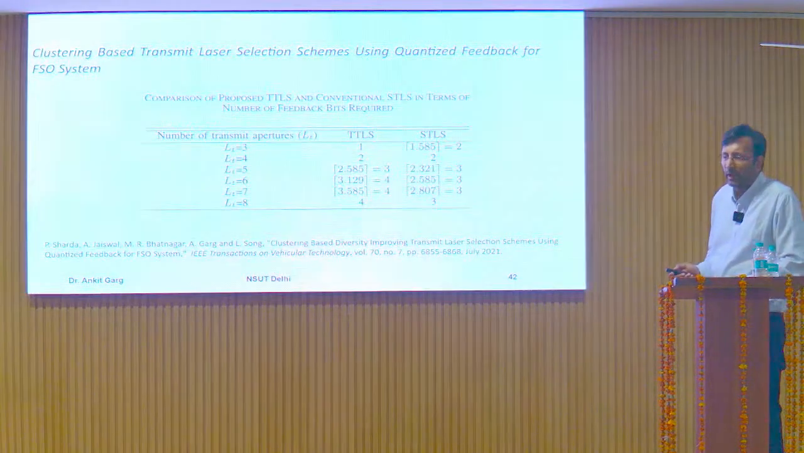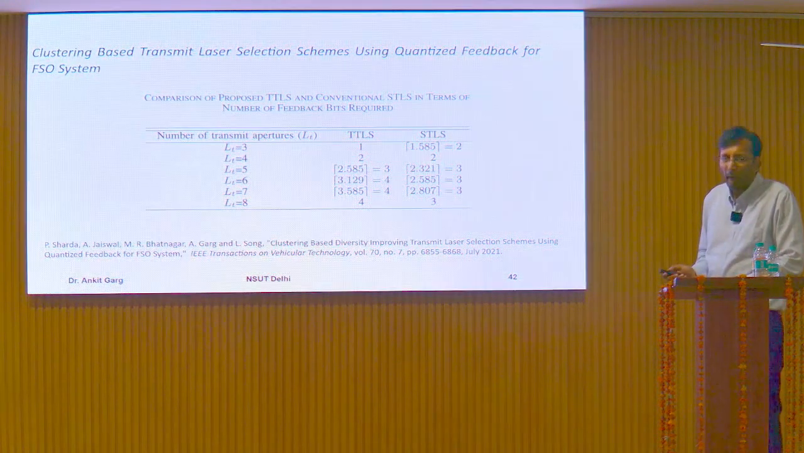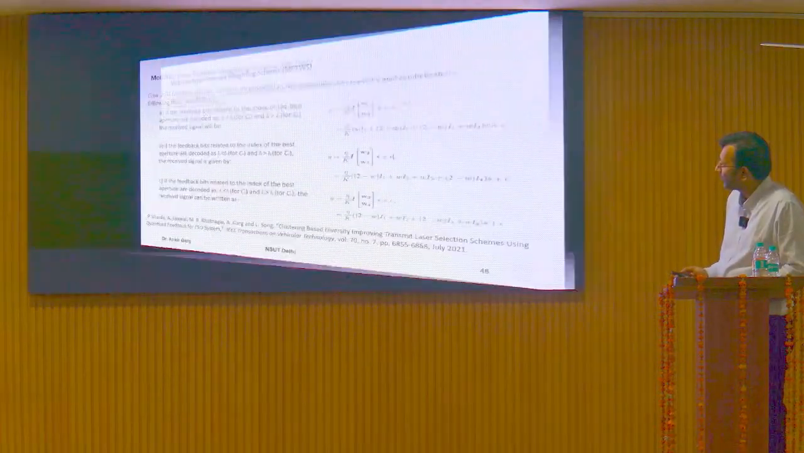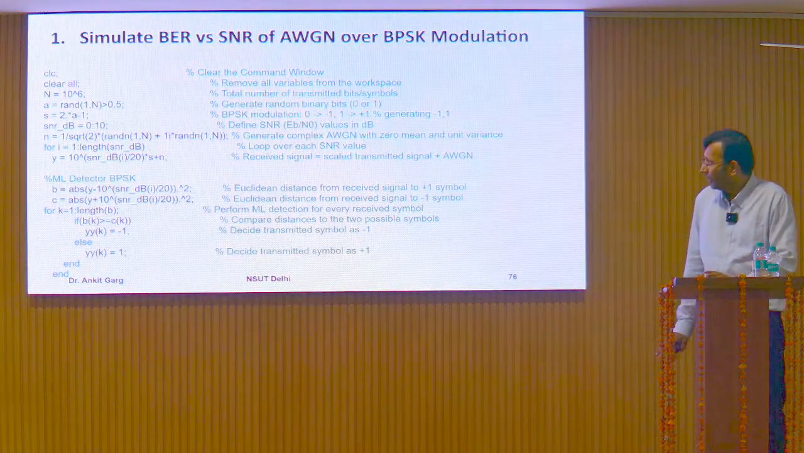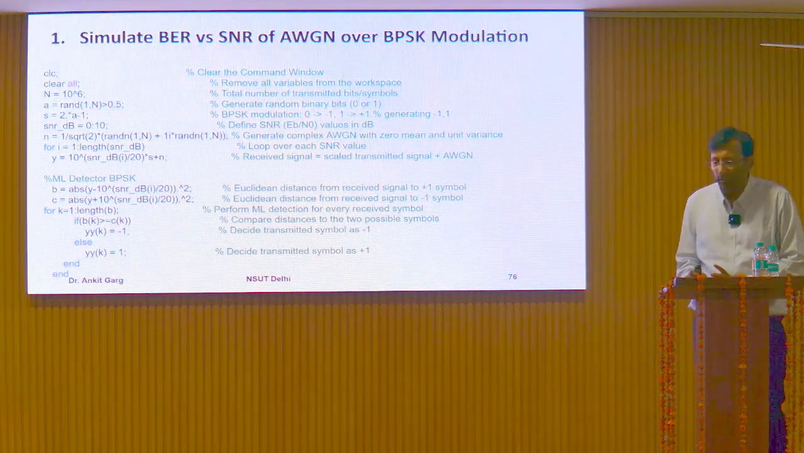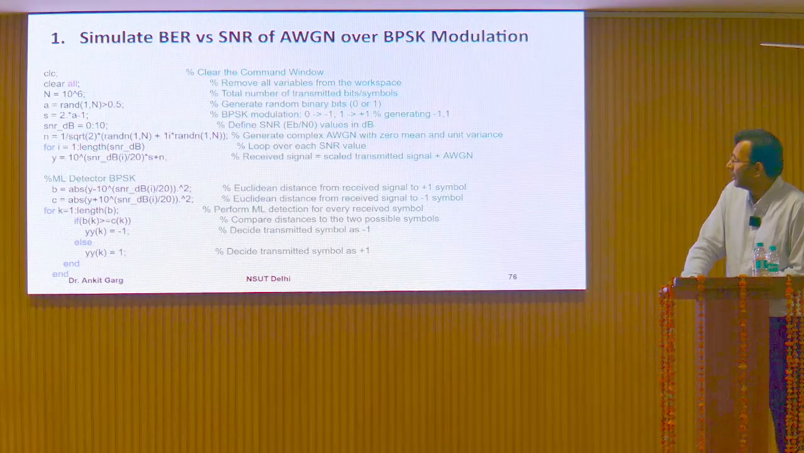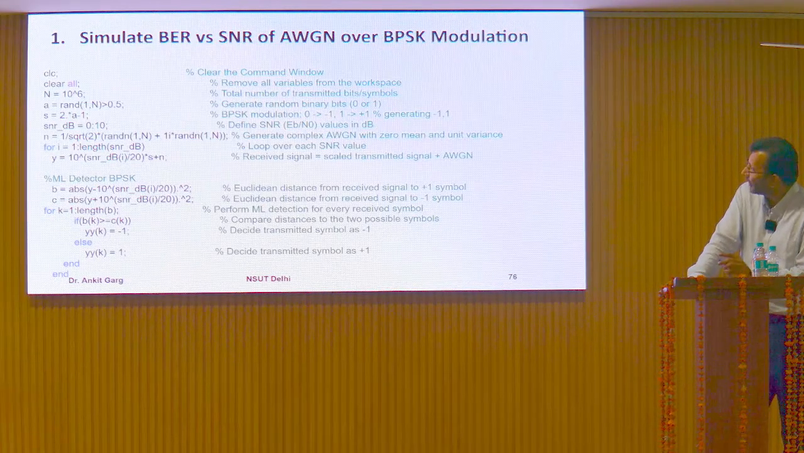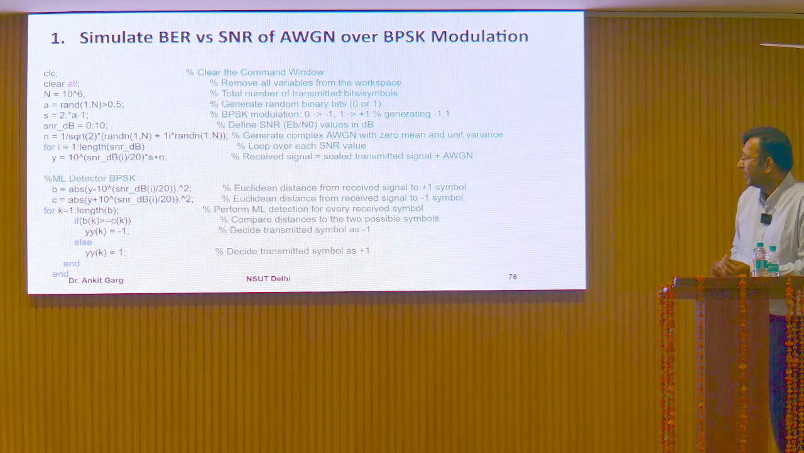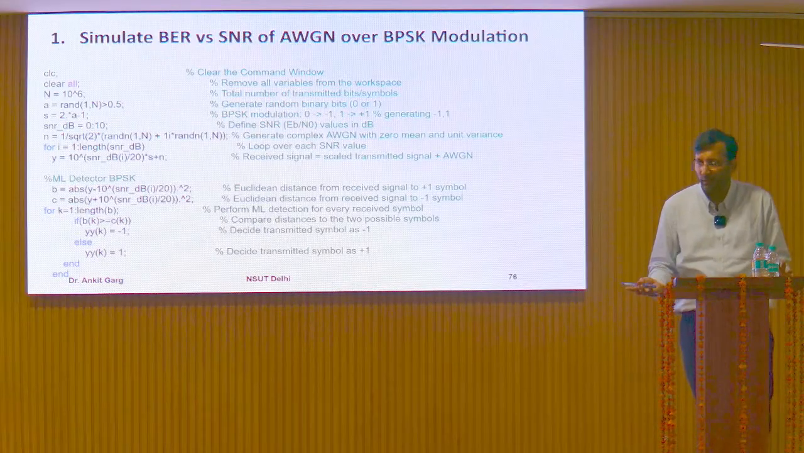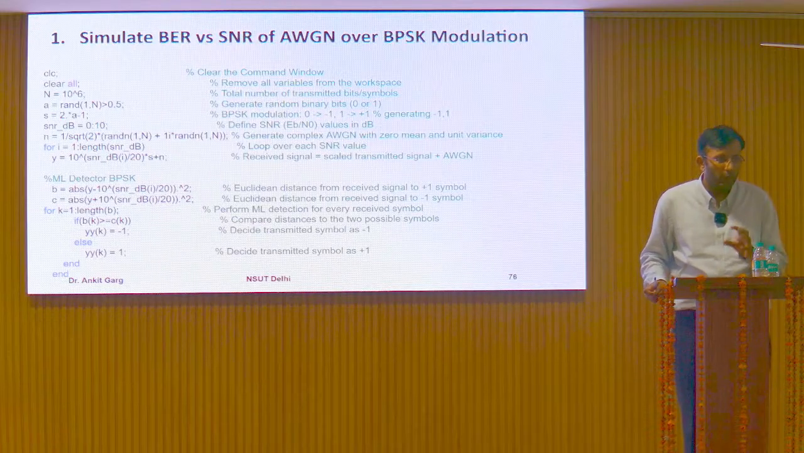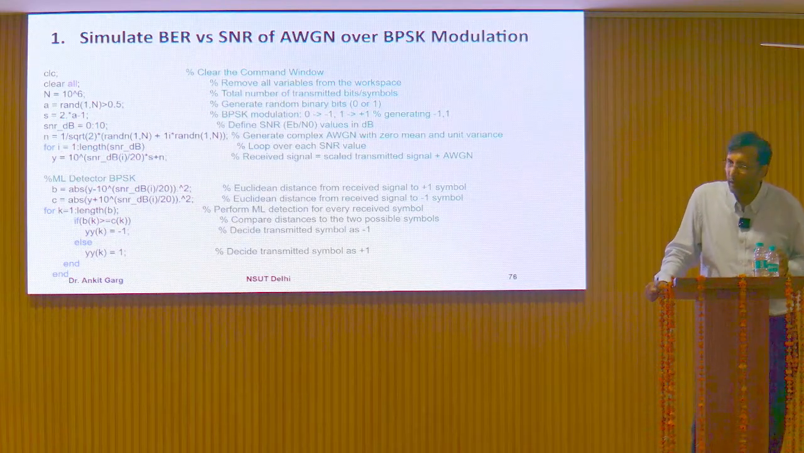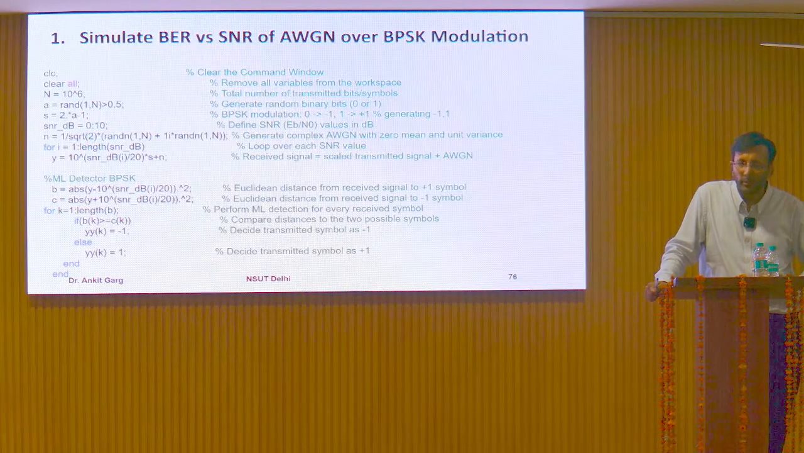So are all of you aware of MATLAB? Okay, I am going to start with a very simple exercise. Forget about the wireless for some time. We just need to simulate the bit error rate versus SNR of AWGN over BPSK modulation. Here we have a single transmitter and a single receiver. Both are connected through a wire, where we have AWGN, no fading, no wireless. And we are going to transmit our signal with the help of BPSK modulation.